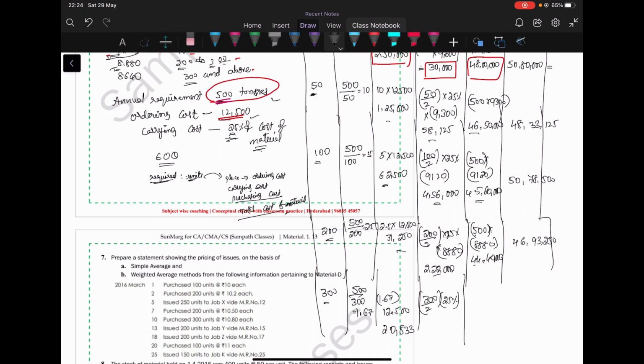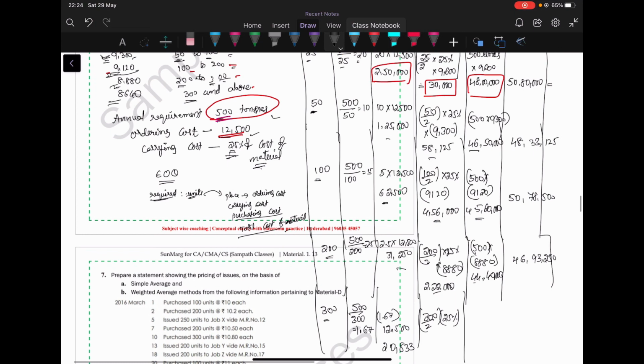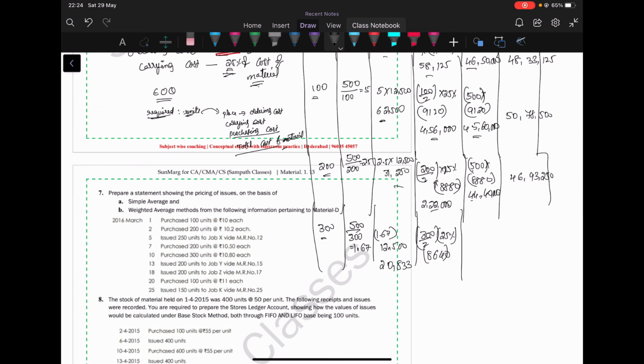And every time I am getting only 300 units, and on an average I am carrying this one into 25%. At what price I am purchasing? 8,640. So 300 divided by 2 into 25% into 8,640, that is nothing but 3,24,000 rupees.